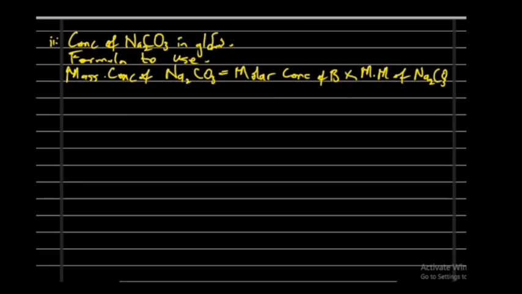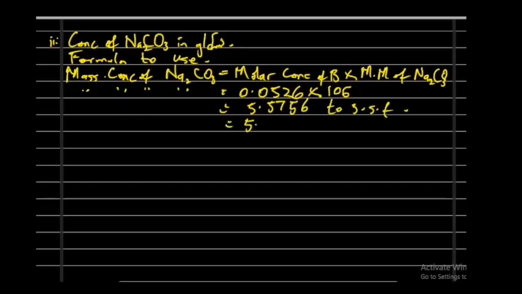So doing that now, we have the mass concentration of sodium trioxocarbonate to equal 0.0526 multiplied by 106, and that gives us 5.5756. And then to three significant figures now, it will be giving us 5.58 grams per dm cube. That's the answer. Then we move to question 3.